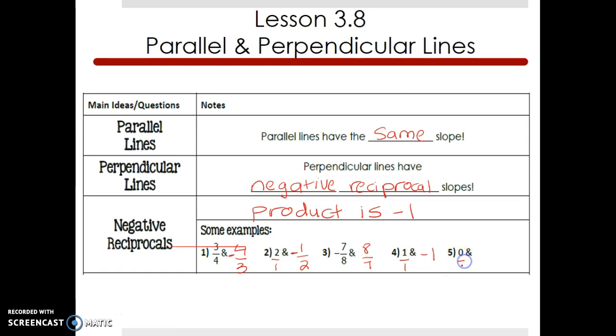And 0 over 1, the reciprocal would be 1 over 0, -1 over 0, which is going to be undefined. So these are your horizontal line and your vertical line.